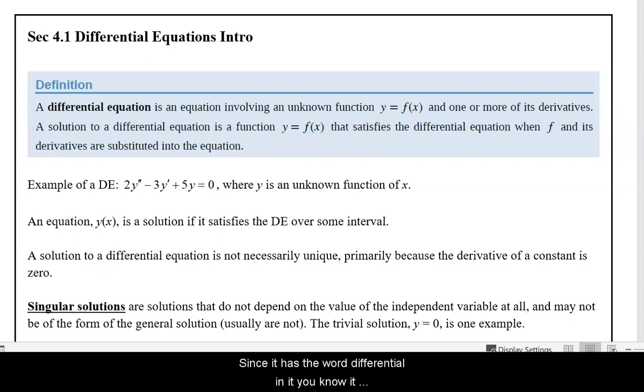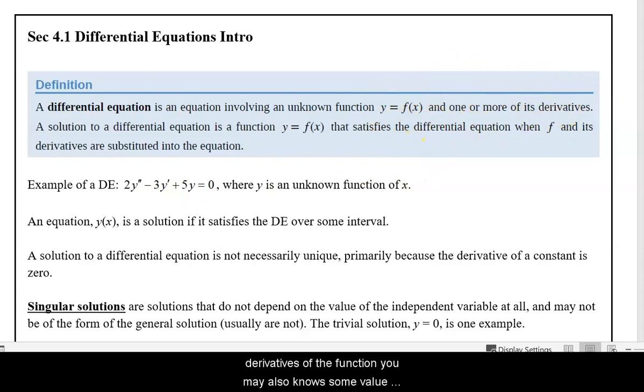Since it has the word differential in it, you know it has to do with derivatives, and of course it does. A differential equation is basically an equation that has an unknown function, y equals f of x. This is the first time that you're not actually told what the function that you're after is when you start. You do, however, know something about the derivatives of the function.